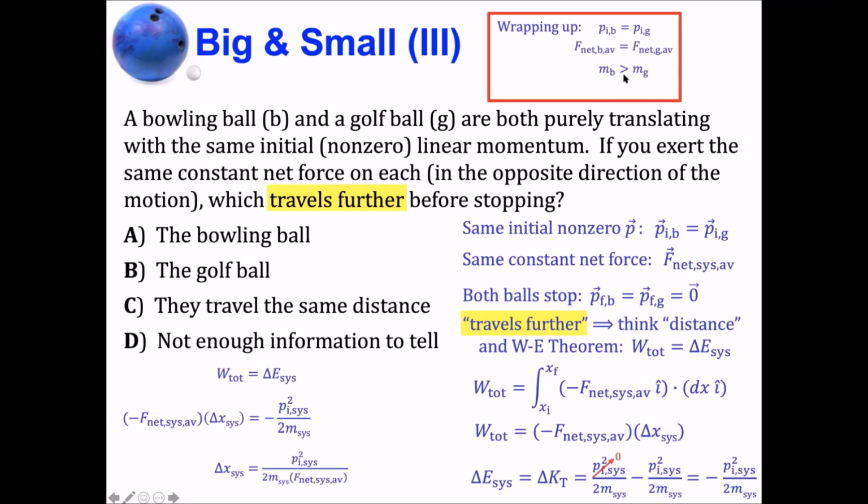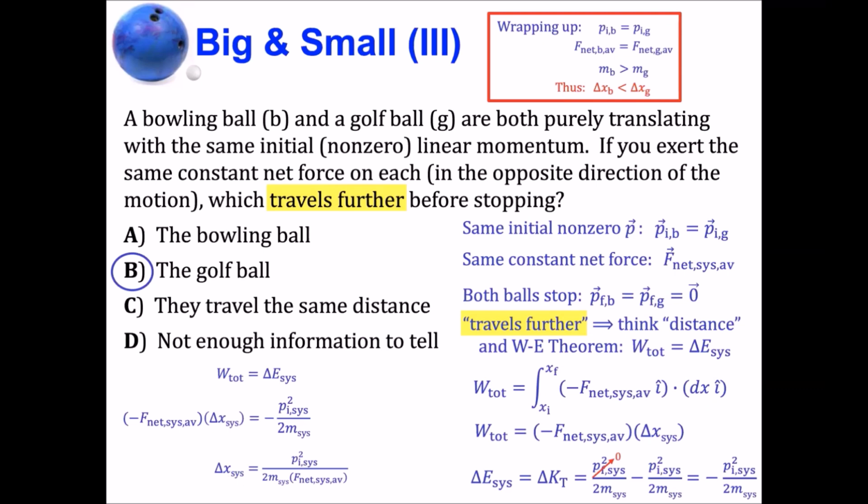So the large mass bowling ball is going to have a smaller value of delta x than the golf ball, which has a smaller mass and is going to undergo a larger delta x, a larger change in position. So what we find out is that the delta x for the bowling ball is smaller than the delta x for the golf ball. So which ball travels the longer distance is going to be the golf ball. The golf ball travels further than the bowling ball before it stops.